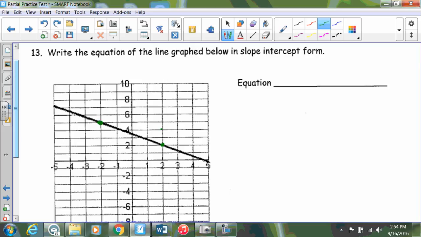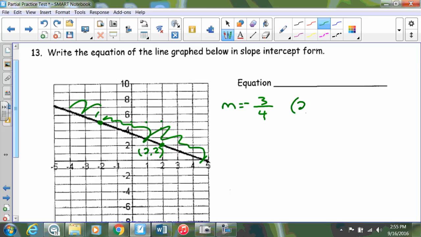All right, so let's see what the slope is. I go up 1, 2, 3, then over 1, 2, 3, 4. So my slope is up 3 over 4, but then when I look at the line, it's going downhill, so it's a negative 3/4. And then we're going to pick a point. This point right here is over 2, up 2, so it's 2, 2.